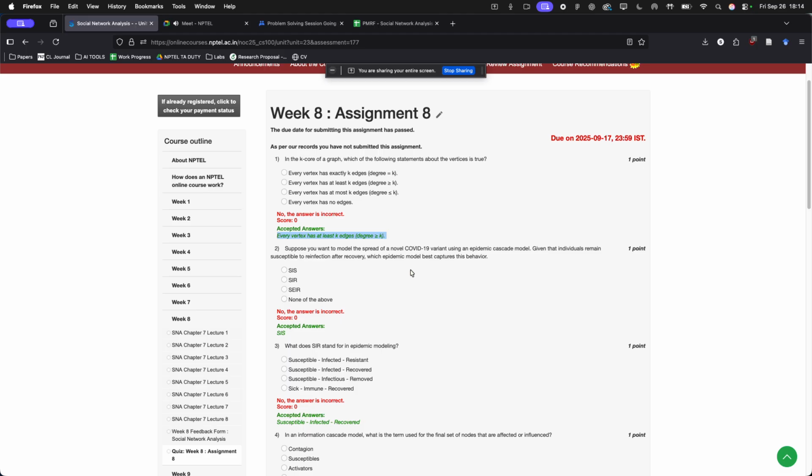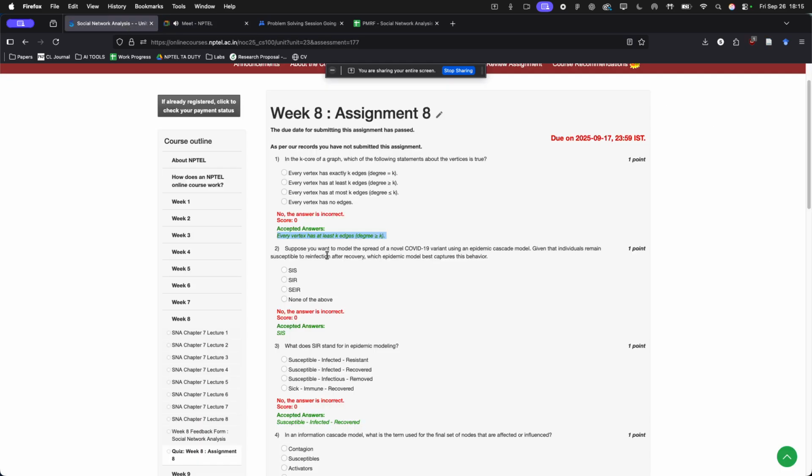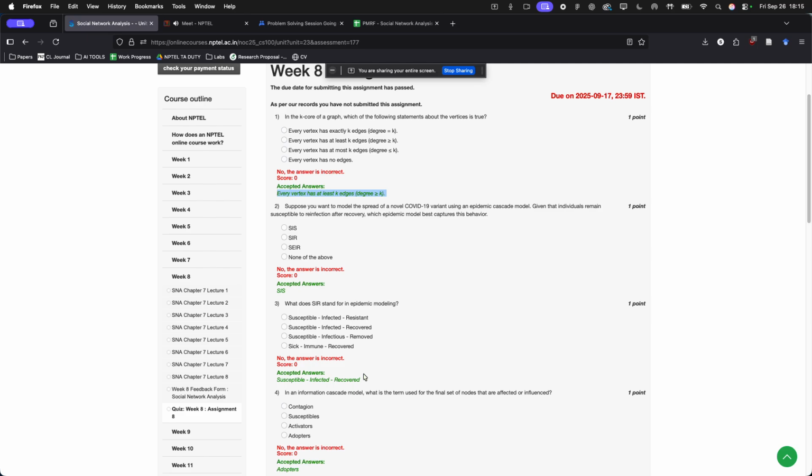So assume you have an individual that is susceptible. Then it becomes infected. Then it recovers. After recovery, it becomes susceptible to infection again. So the answer will be SIS. I hope you are able to see both screens, iPad and PC. So this is the SIS model for COVID. SIR is question number 3. SIR is susceptible, infected, recovered.